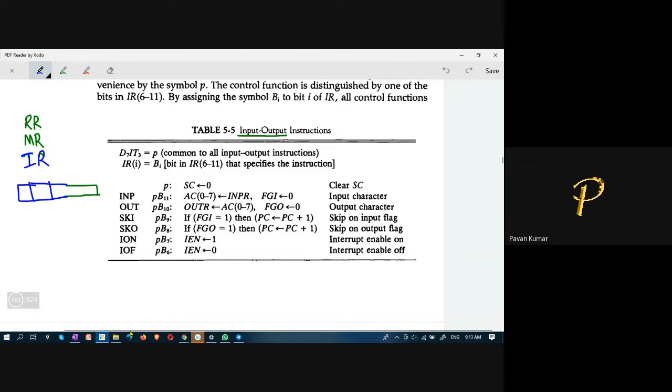Ma'am, mode bit is 1. Okay, opcode is 111. And that remaining part is our instructions. Very good. So in terms of I/O instruction, our IR, this is I/O.